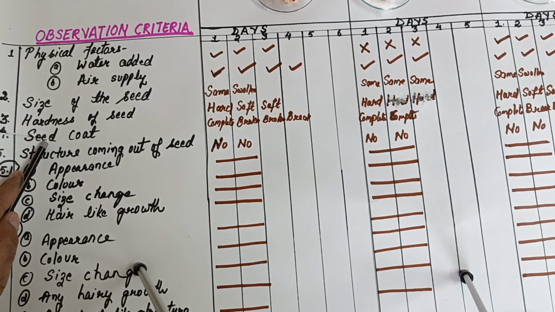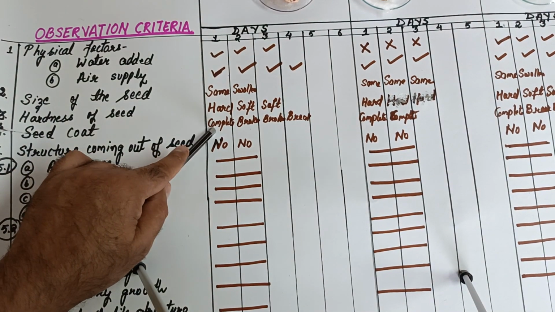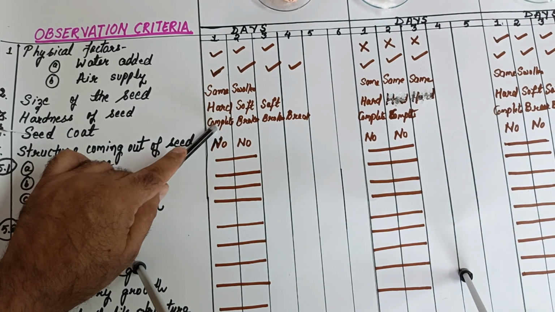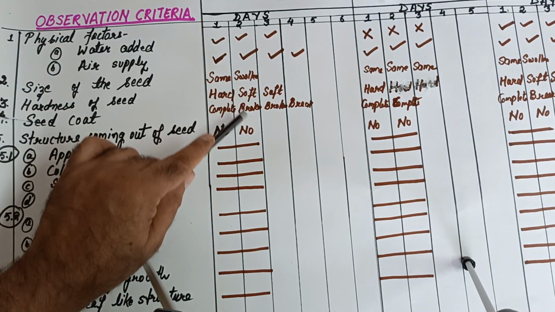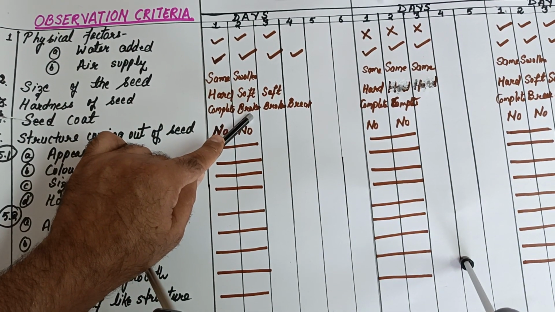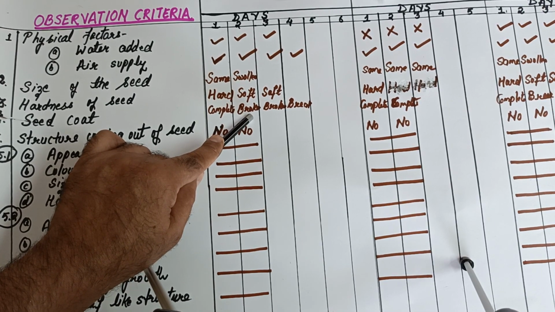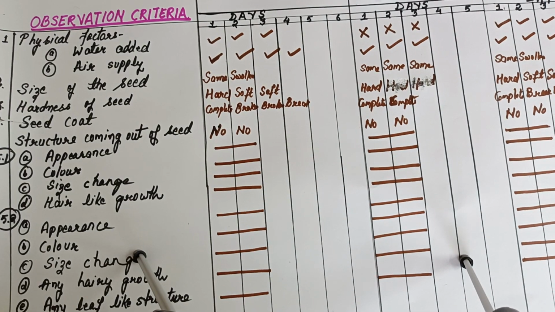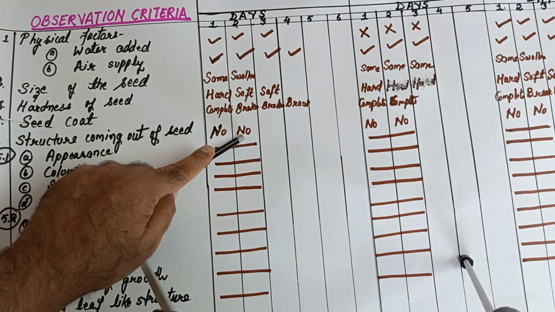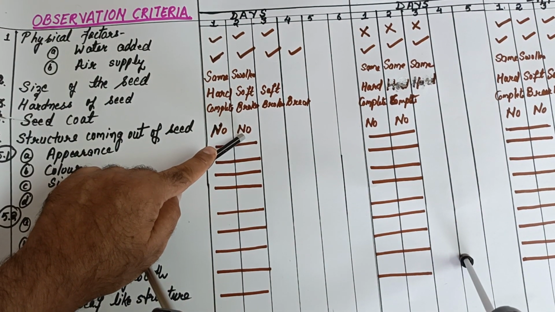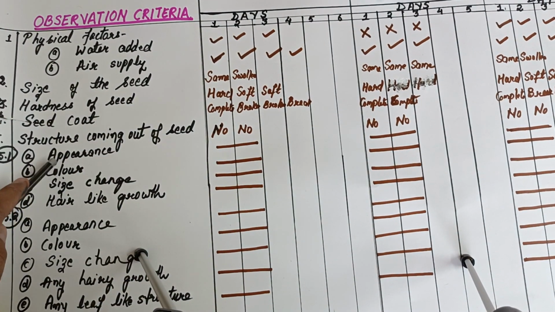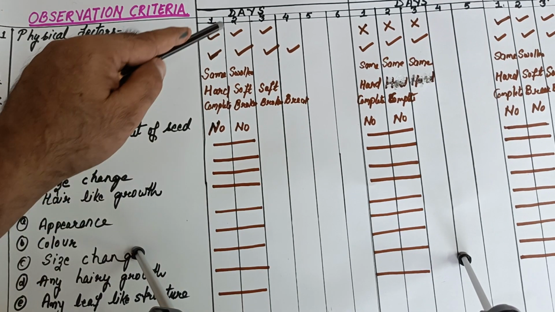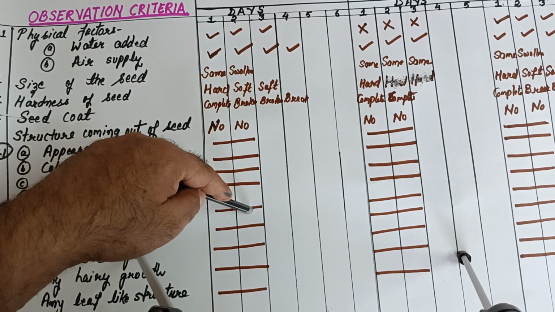Coming on to the seed coat. The coat was complete on the first day in both the cases, but on the second day, in sample A, the seed coat was softer and it cracked. Whereas in sample B, it was still complete. Still there is no structure observed which is coming out of the seed. So the next criteria of appearance, color, and they all go blank here. So this is the second day, which is over.